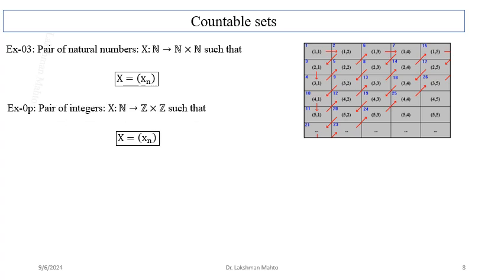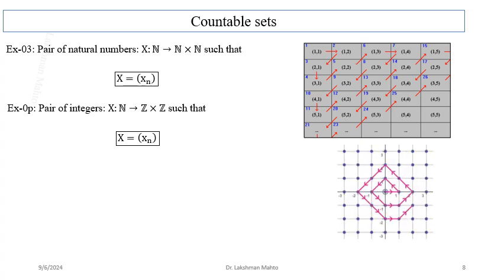What is the next countable set? Z cross Z. Is it a countable set? That means whether we are able to put the elements of Z cross Z in a sequence. Yes, we can put them in this kind of sequence. How? You can see it here. This is Z cross Z, so negative and positive integers including 0. You can start with 0 and make a path this way.